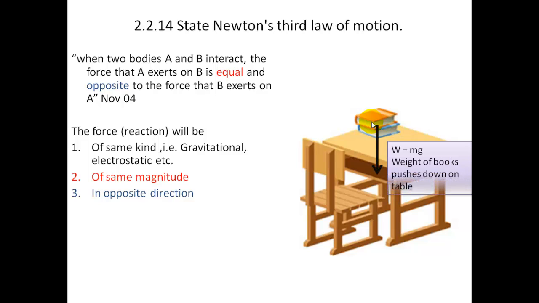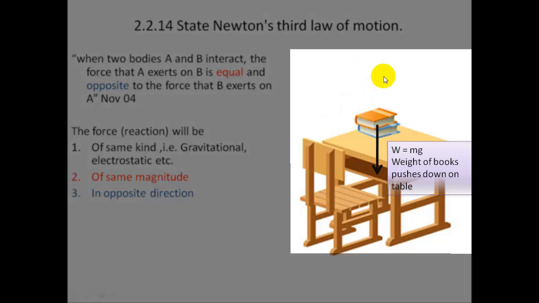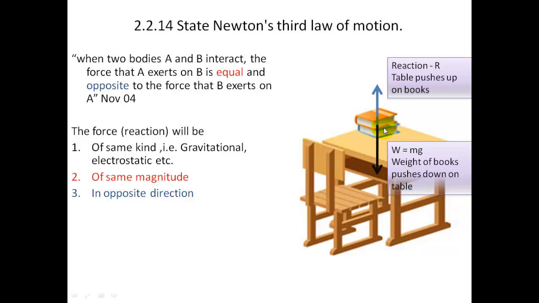So we can look at one example here. There's a weight pushing down on the table. The books push on the table. Therefore, a Newton's third law pair is that the table pushes up on the books. This is the reaction: the books push on the table, the table pushes up on the books. These forces will be the same size and in opposite directions.